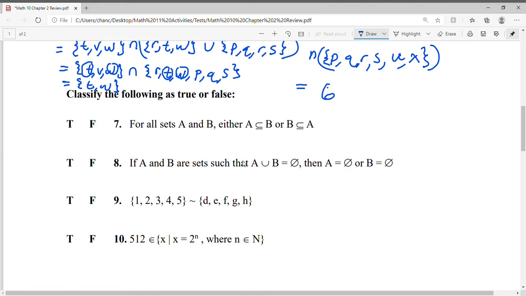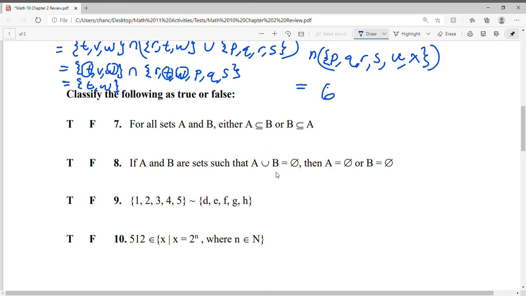In these examples, we want to classify the following as true or false. Think about 7, 8, 9 for a moment and try these on your own. I said pause the video, try it on your own. Don't wait for me to do it.